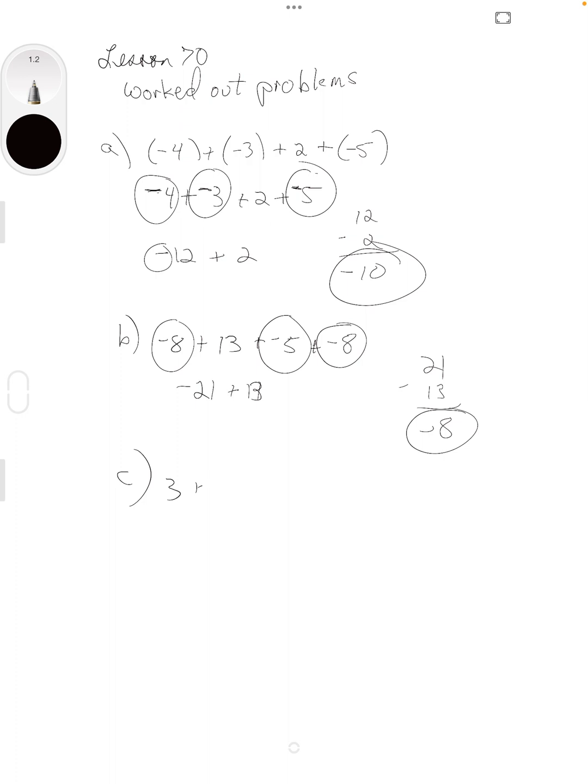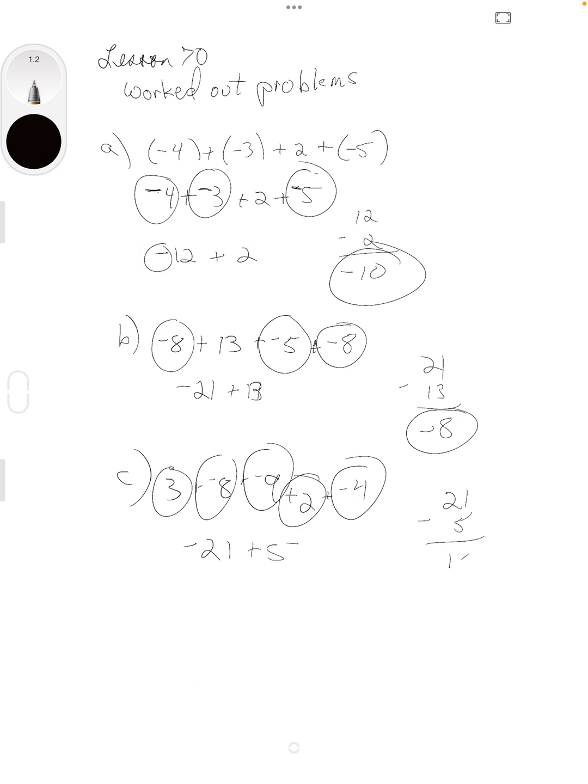Answer C. 3 plus -8 plus -9 plus 2 plus -4. All right, -8, -9, -4. That's 17 plus 4 is -21. 2 plus 3 is 5. So 21, big number, minus the small number is 16. The sign goes with the bigger number, so that's -16.